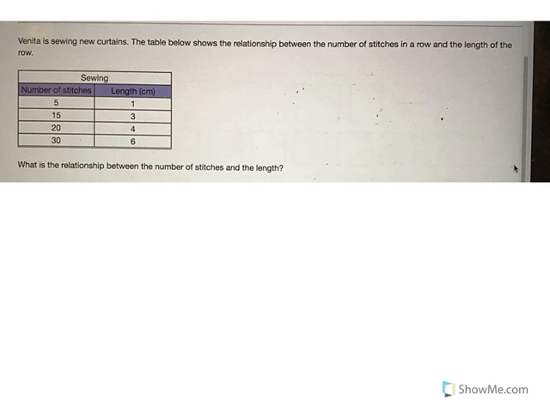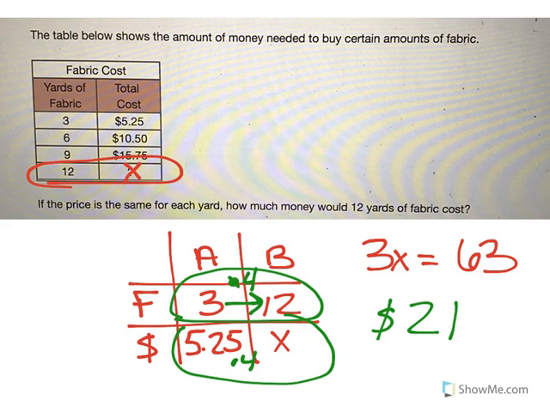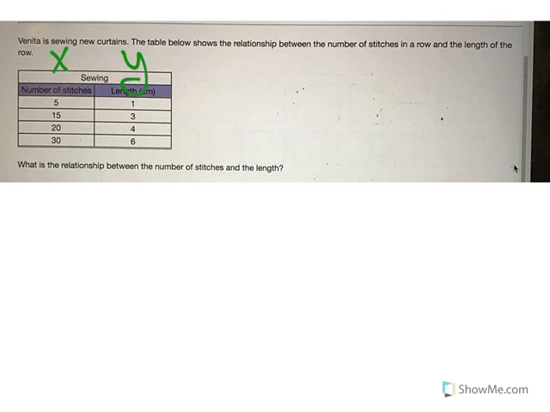Okay, our next problem we're going to go over. Vinta is sewing new curtains. The table below shows the relationship between the number of stitches in a row and the length of a row. What is the relationship between the number of stitches and the length? So, again, I'm going to label this X and Y. On the previous problem, we were solving for X. On this one, we don't have any missing values, so they're just looking for the rate.